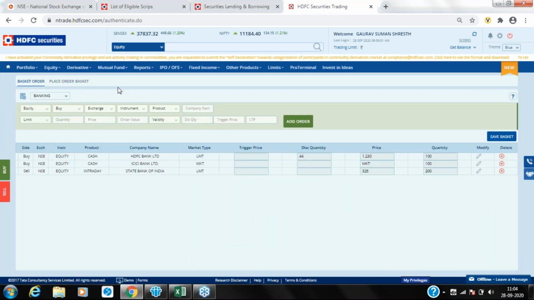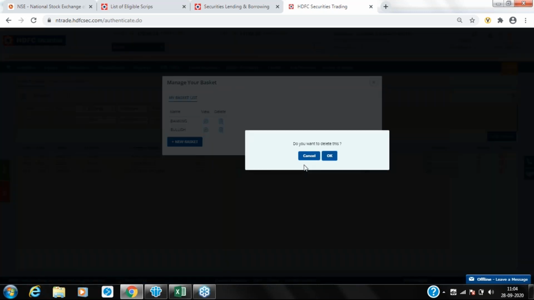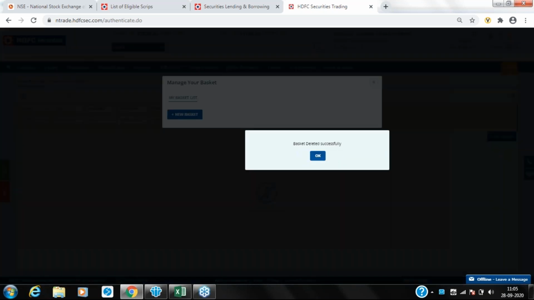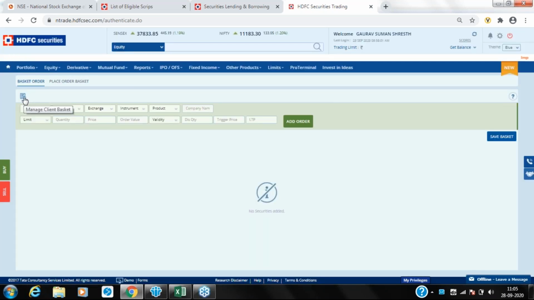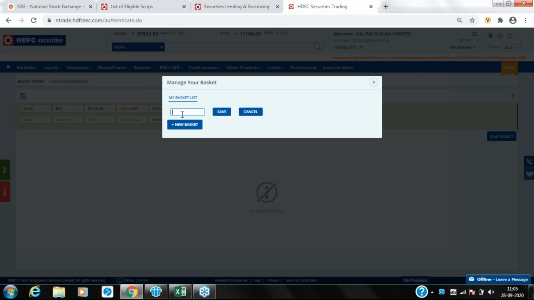Once you click on that, the basket order setup feature will open up. You can create a basket through this feature. On the left hand side, you can see the column manage your basket. I have already created a few baskets, and that's why you are able to see the basket names. I will delete both of them and create a fresh basket again, just to give you an example, and then we will give you the idea of exactly how you can use the feature. Click on manage basket, click on new basket. The new basket feature will come up. You have to enter a name.